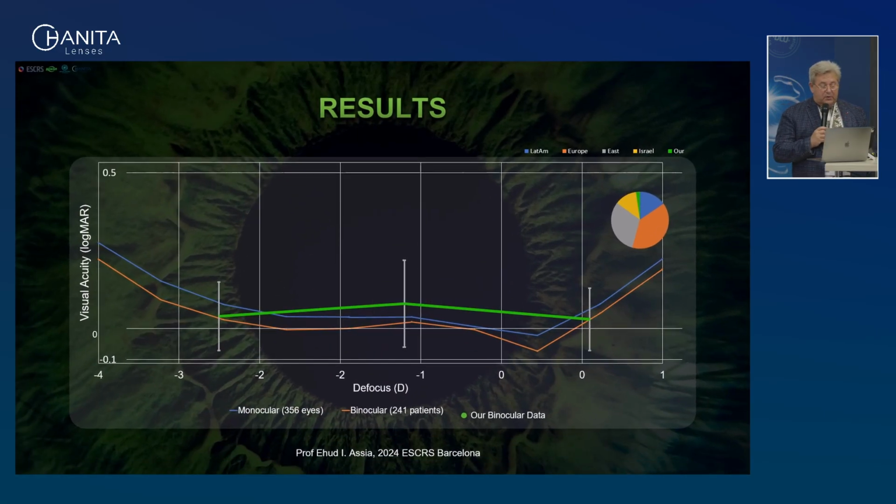This slide shows the monocular and binocular defocus curve of the Intensity lens in various ethnic groups from Dr. Hood's study, shown in blue and orange respectively. The green line shows our defocus curve, which correlated with Dr. Hood's data. Now the close defocus of the Intensity lens is 2, unlike the monofocal lens, which looks like a very flat area.